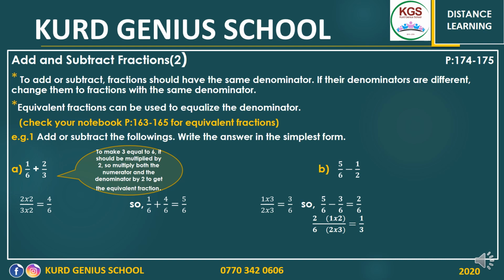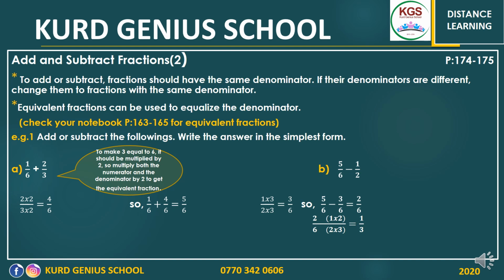Example given 1. Add or subtract the followings. Write the answer in the simplest form. 1 over 6 plus 2 over 3. The denominators are different. One of them is 6 and the other one is 3. To make 3 equal to 6, it should be multiplied by 2. So multiply both the numerator and the denominator by 2 to get the equivalent fraction.